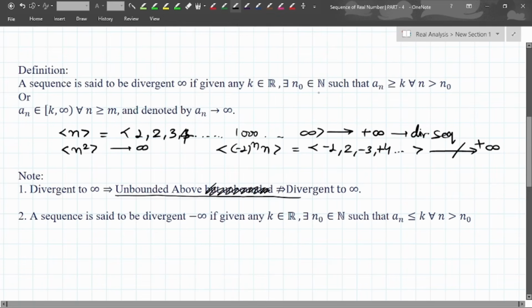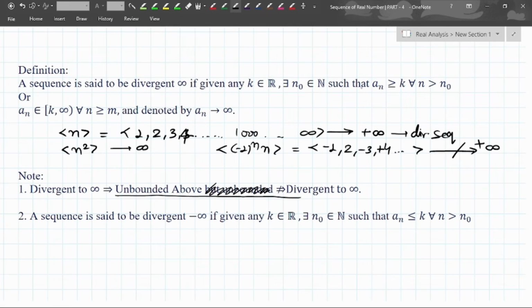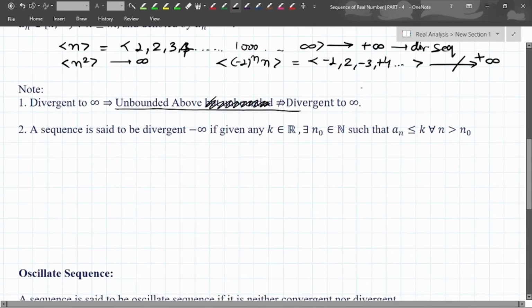Bounded below means there exists a number which is less than this particular n, and from all those numbers, this is one of the greatest. So this is bounded below, but not bounded above. It is called unbounded above: there does not exist any number which will bound it from the upper side. Then my sequence will go to positive infinity, or diverges to positive infinity.